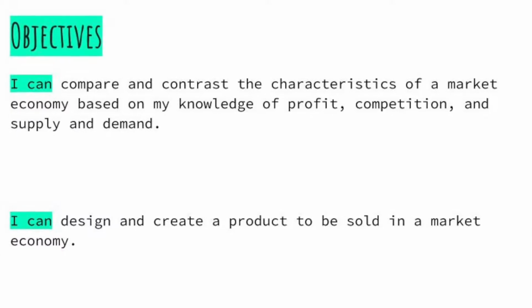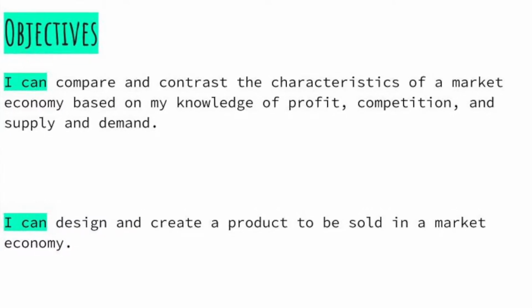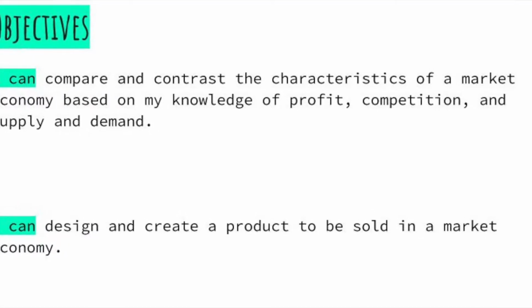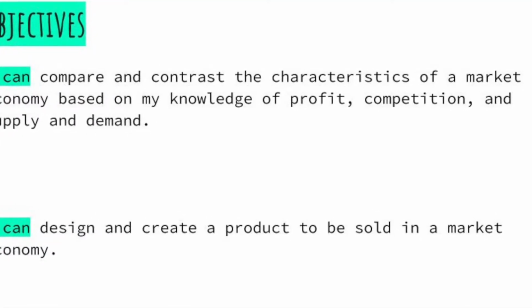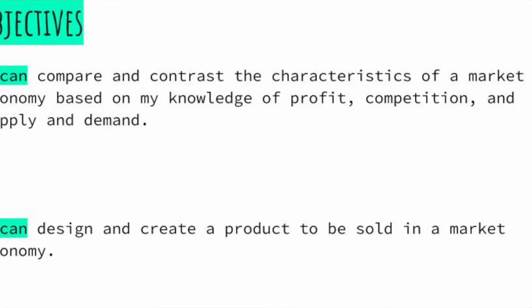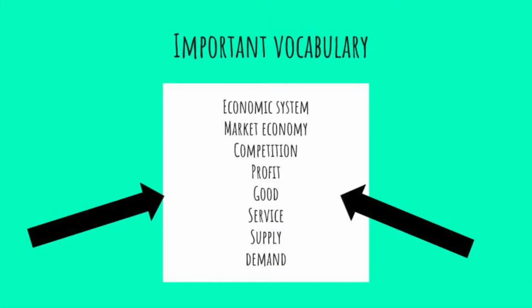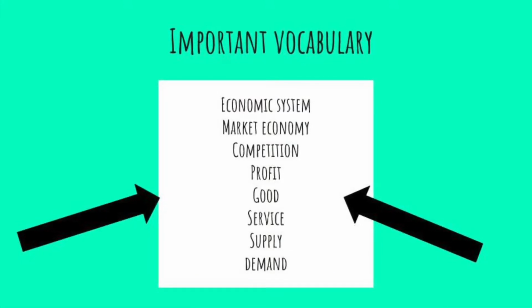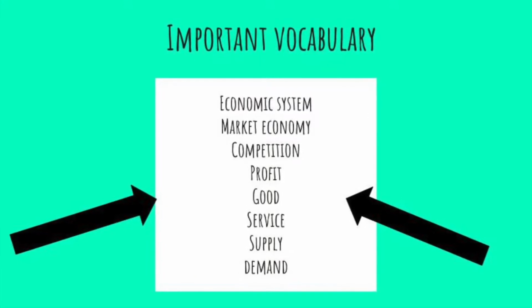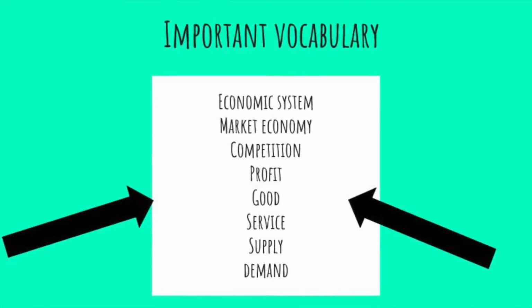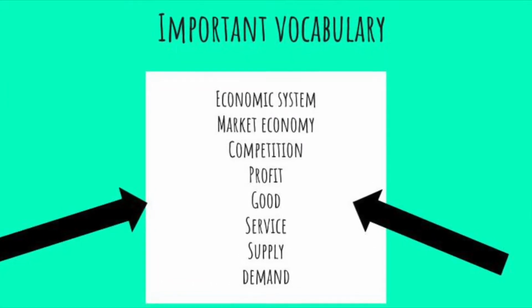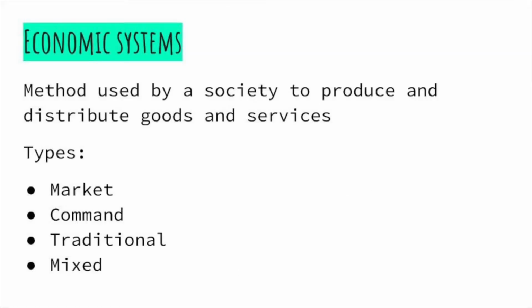First, I can compare and contrast the characteristics of a market economy based on my knowledge of profit, competition, and supply and demand. And then later, I can design and create a product to be sold in a market economy. As we mentioned, we have some important vocabulary that we are going to look at. We're going to look at economic system, market economy, competition, profit, good, service, supply, and demand.